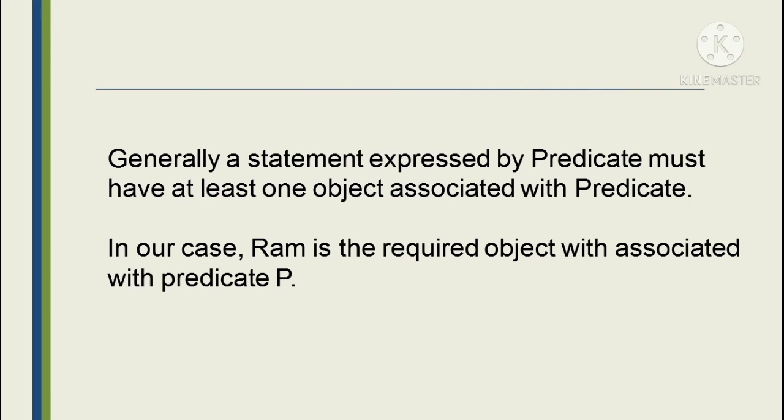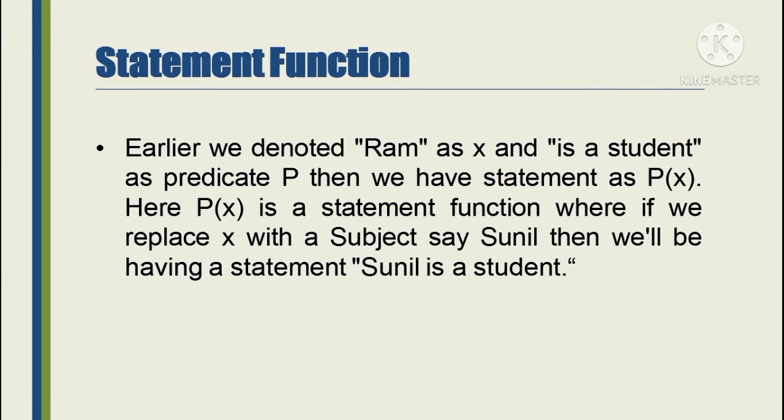Okay, generally, a statement expressed with predicate must have at least one object associated with the predicate. In our case, Ram is the required object associated with predicate P. So, statement function. Earlier, we denoted Ram as X and "is a student" as predicate P. Then we could have the statement as P of X, di ba? So, si P, siya yung ating predicate, and this X is yung ating subject.